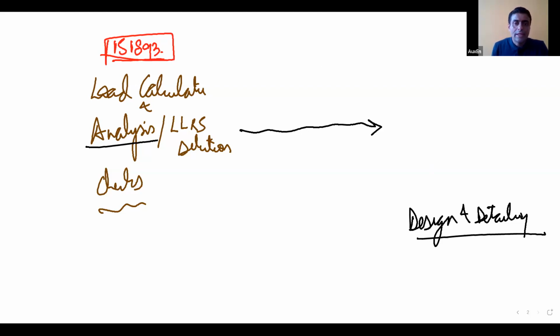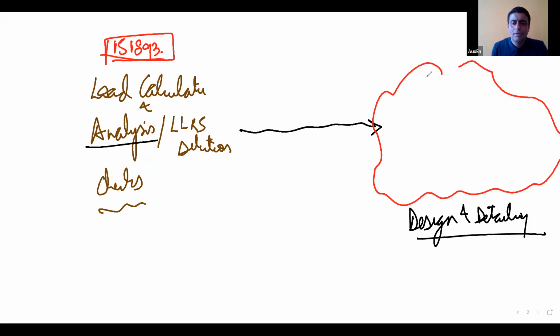Yes. So for design and detailing, once the analysis is done in the Indian perspective, what do we have for design and detailing? I would like to throw light on the codal scenario about the design and detailing.